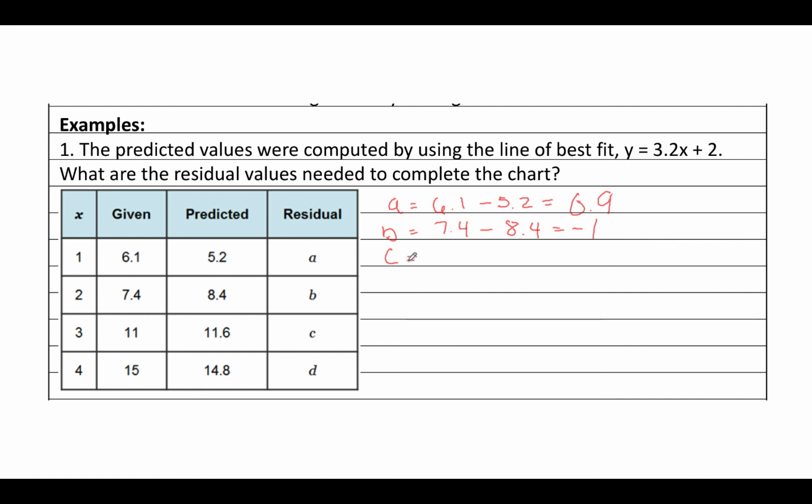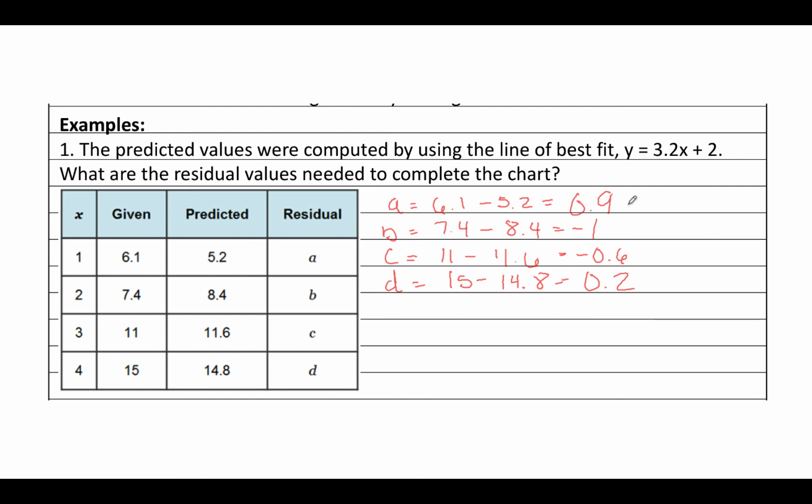For C, our given value is 11. Our predicted value is 11.6. And 11 minus 11.6 is negative 0.6. And for D, we have 15 is our given value. Our predicted value is 14.8. So our residual value is 0.2.